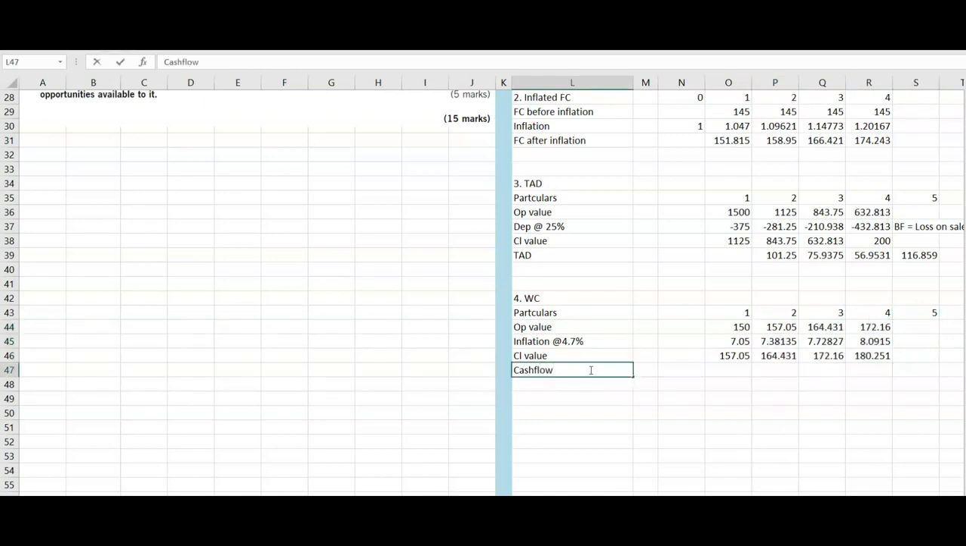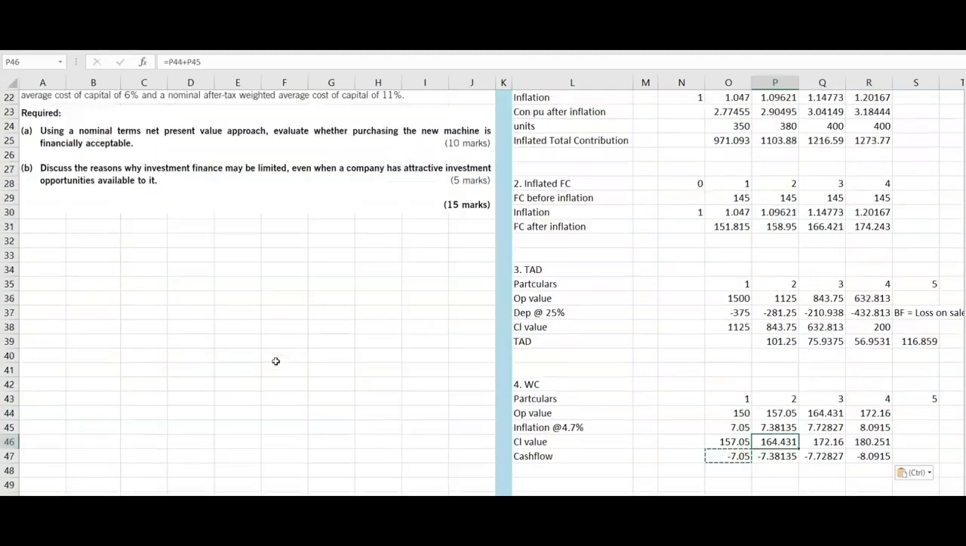The cash flow would be a negative cash flow, because if you see, this number is what has to be invested every year, but this is a cash outflow. So we'll multiply it by -1. So we get the cash outflow number. So these are the cash outflow numbers.